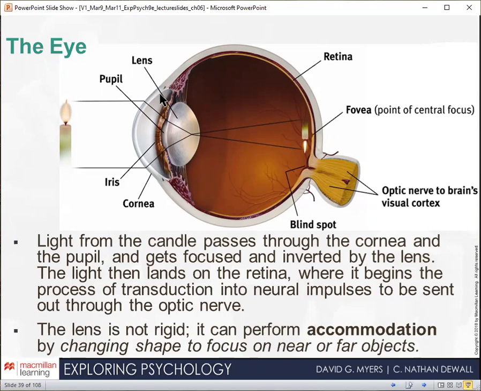Now, the lens here is not rigid. It can perform accommodation by changing shape to focus on near or far objects. And I'm sure this is still going on today, where people may go have some sort of LASIK type surgery that will use a laser to change the lens more permanently to allow them to have better focus on things that are far away, for example.